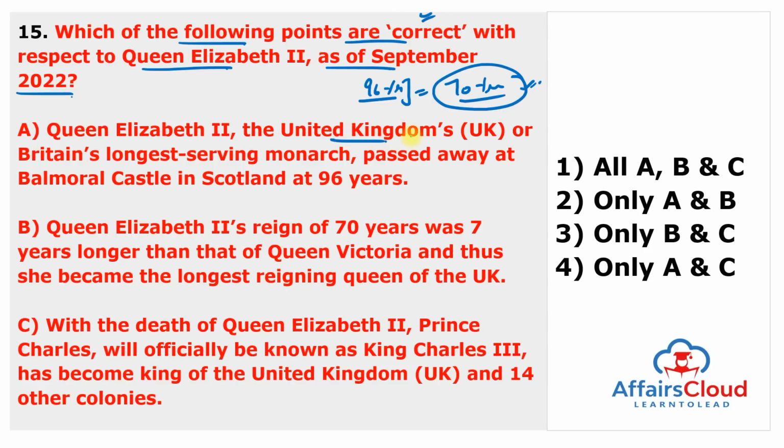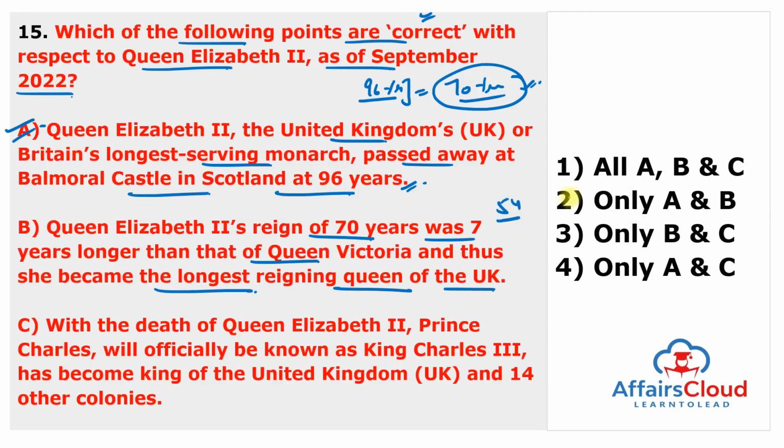Queen Elizabeth II, Britain's longest serving monarch, passed away at Balmoral Castle in Scotland at 96 years after ruling 70 years. So this statement is true. Queen Elizabeth II's reign of 70 years was 7 years longer than Queen Victoria's, and thus she became the longest reigning queen of the United Kingdom. This statement is also true, because she headed the 54-nation Commonwealth built around Britain and its former colonies, and she appointed 15 prime ministers from Winston Churchill to Liz Truss over her time period. So this statement is also true.